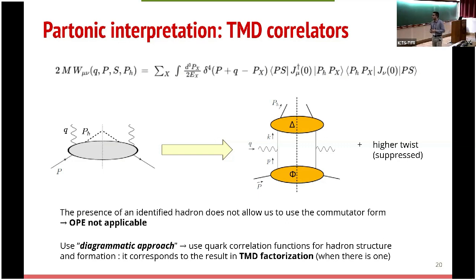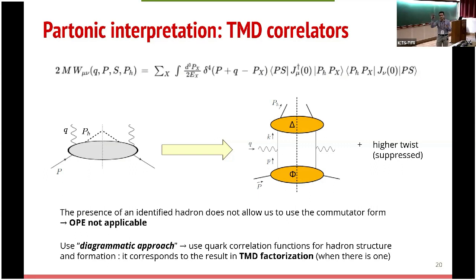Okay, so this is not formally exact, but the nice thing is that it corresponds to the results that you can get formally in TMD factorization when there is a TMD factorization theorem for such an observable. So for example, for semi-inclusive DIS, I cannot apply the OPE, but I decide that I want to use the diagrammatic approach, and I build the hadronic tensor in this way.